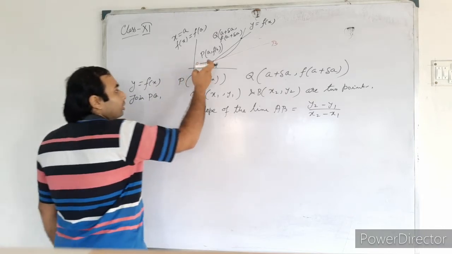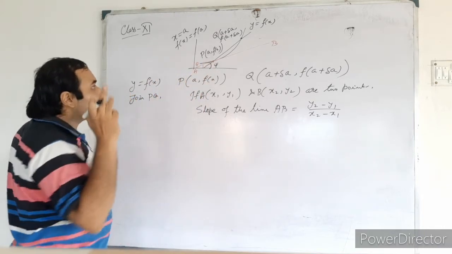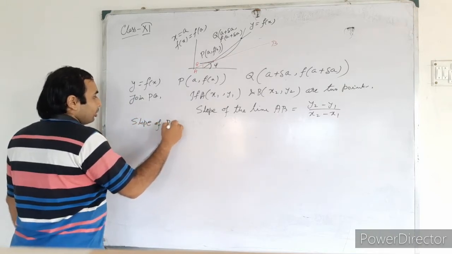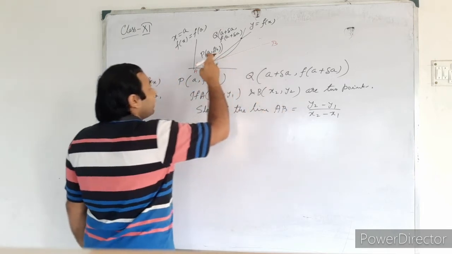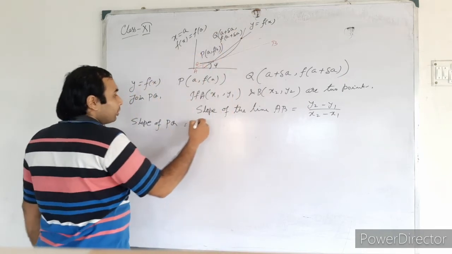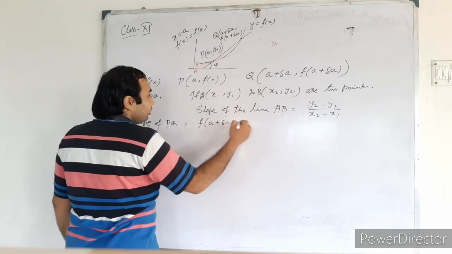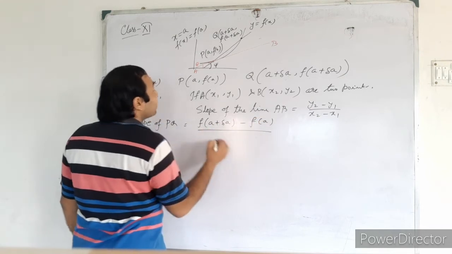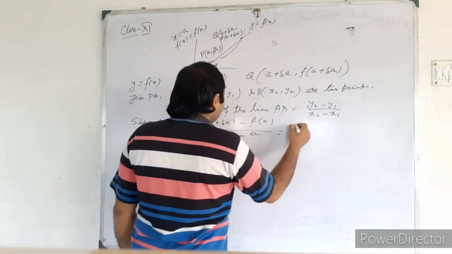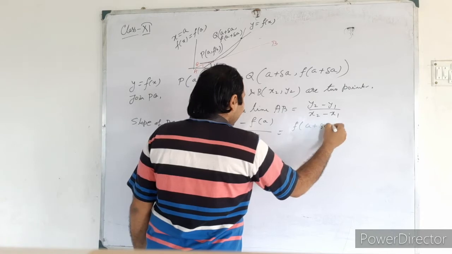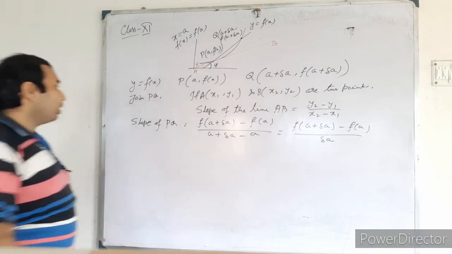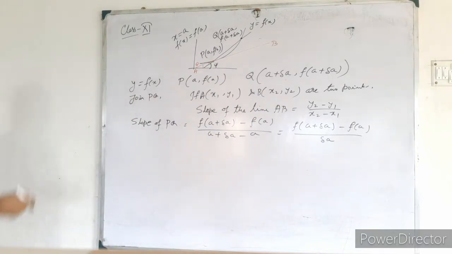So obviously here I am trying to find the slope of the line PQ. Just put the formula here. This is (x1, y1), this is (x2, y2). So y2 minus y1, that means f(a plus del a) minus f(a), by x2 minus x1, which means a plus del a minus a. If you simplify this, you will get [f(a plus del a) minus f(a)] by del a. So this is the slope of PQ.